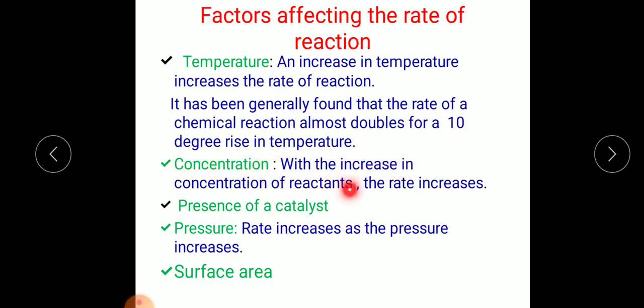With the increase in concentration of the reactants, the rate also increases. Okay, that is the second factor. Next is presence of a catalyst. So we know what a catalyst is. A catalyst is a substance which increases the rate of reaction and remains unchanged at the end of the reaction. So if a catalyst is present in a chemical reaction, it is going to help the reaction complete faster. Next factor we have is pressure. Rate increases as the pressure increases. Next factor is surface area. If there is an increase in surface area, the rate of reaction also increases.